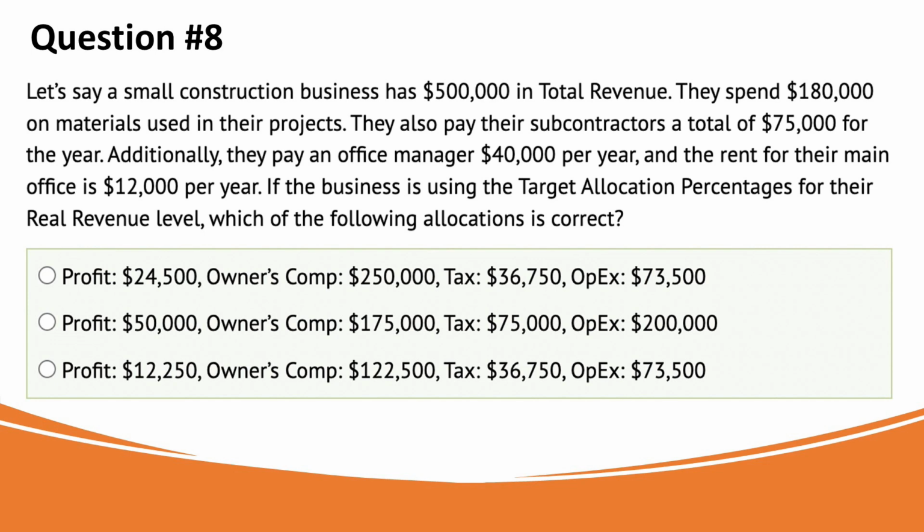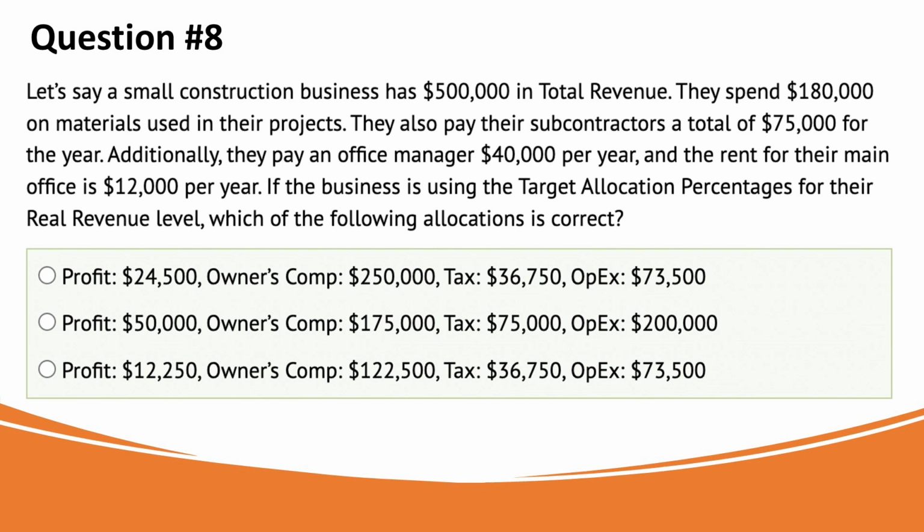Okay. Question number 8. You might want to get out a pencil and a piece of paper for this. You can even use your calculator. So let's say a small construction business has $500,000 in total revenue. They spend $180,000 on materials used in their projects, and they also pay their subcontractors a total of $75,000 for the year.